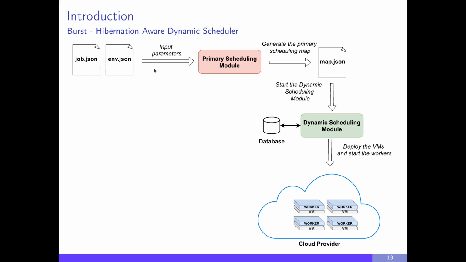So the primary scheduling module receives that input and performs an iterative local search heuristic to define the initial scheduling map that is generated. That map contains the VMs that will be launched at the beginning of the execution, and also the initial scheduling strategy that will be followed. Finally, when we have the map, the framework starts the dynamic scheduling module, which deploys the VMs and the workers, and then starts the tasks. After that, when the execution starts, the dynamic scheduling module monitors the execution and reacts to events that can cause deadline violations or increase the monetary costs.